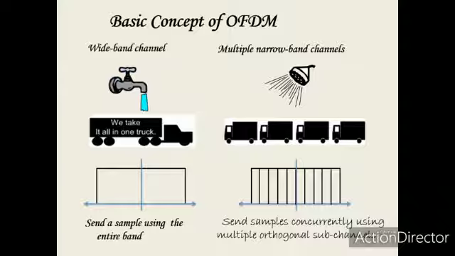Then the basic concept of OFDM: where a narrowband channel sends the samples using the entire bandwidth, in the multiple narrowband channels it sends the samples concurrently by using multiple orthogonal subchannels. This is the basic concept of OFDM.